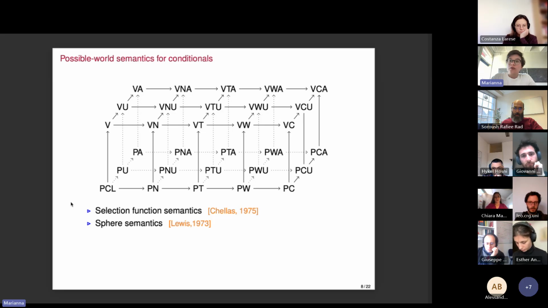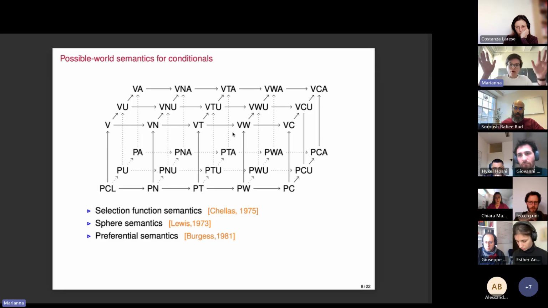Sphere semantics is the semantics introduced by David Lewis, and thus it covers all of Lewis's logics in a very natural and modular way: V and all of its extensions up here. Preferential semantics was originally, I think, introduced by Burgess for PCL. So it covers all of the logics in the lower part of the lattice. But then a kind of preferential semantics can also be defined for V. So these semantics actually can cover uniformly all of the logics.